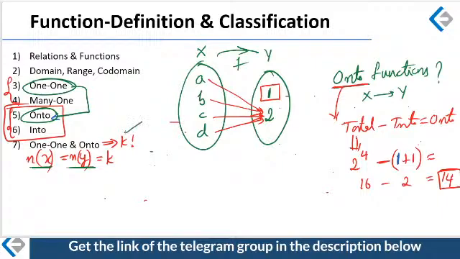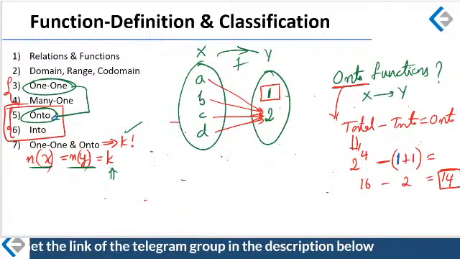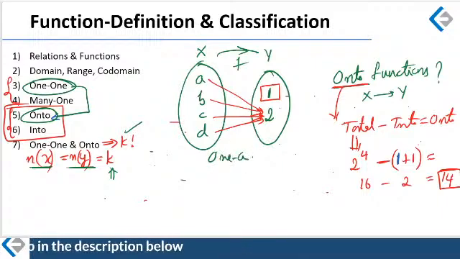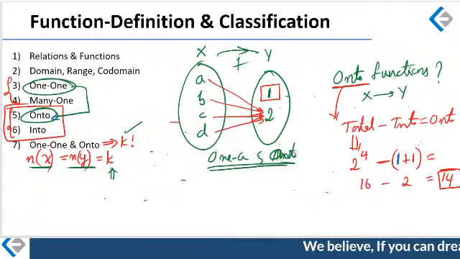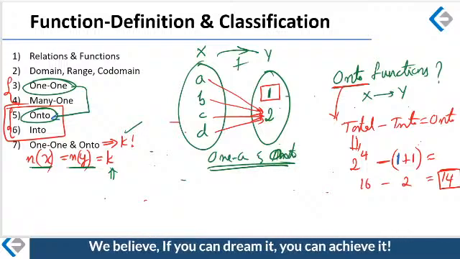What is the answer here? The answer is going to be K factorial, provided there are K elements. Now look here. In this question, one-one and onto, two conditions together, is not possible in the given question. Reason? You have 4 elements in set X and 2 elements in set Y.